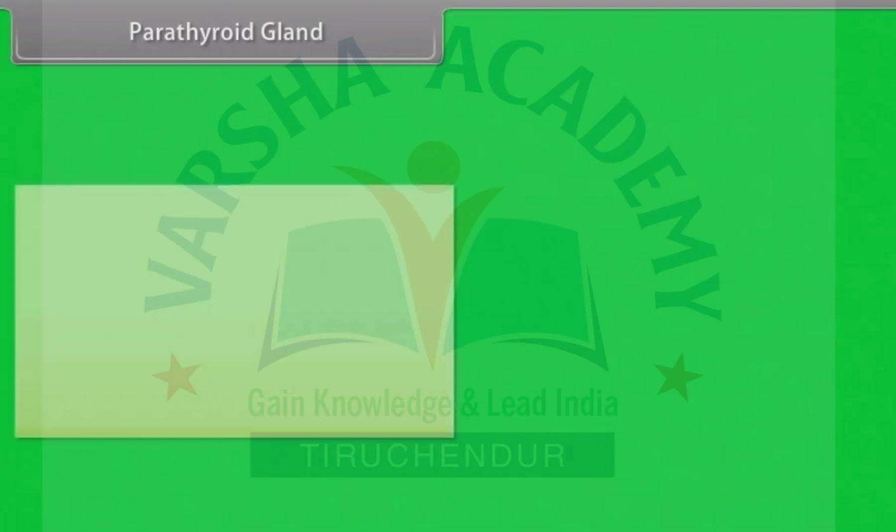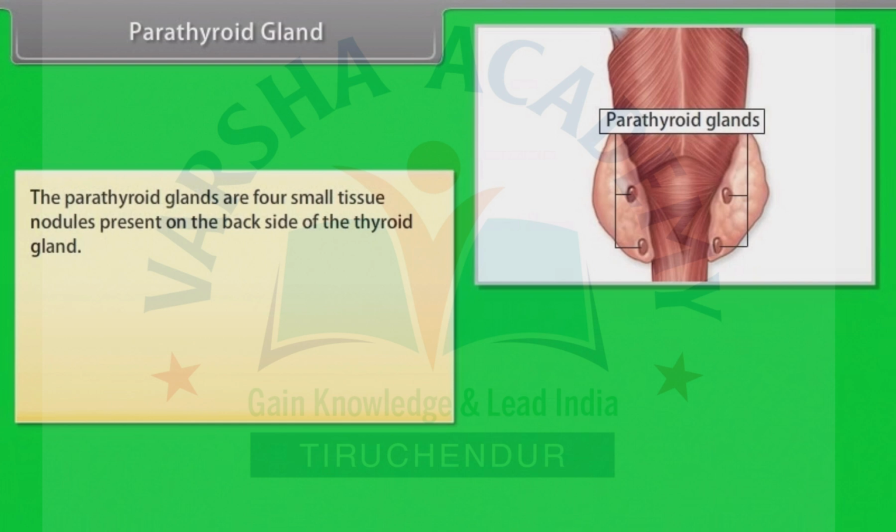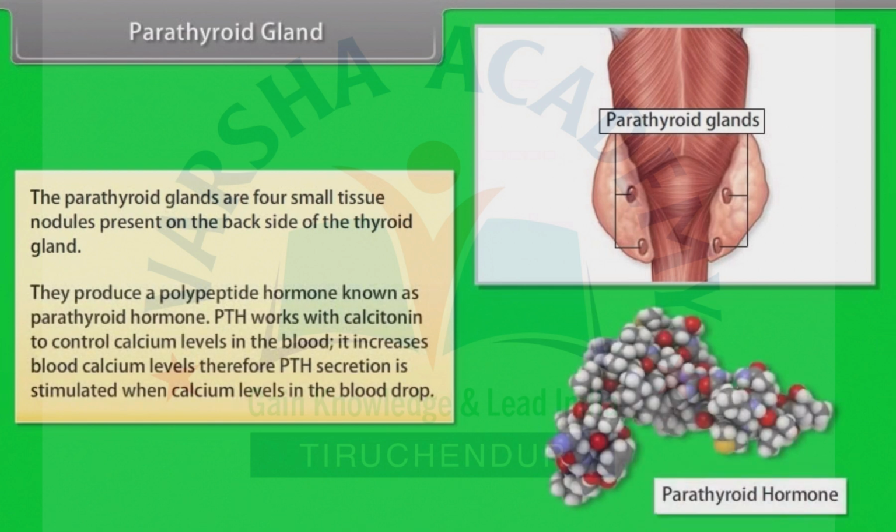Parathyroid gland. The parathyroid glands are 4 small tissue nodules present on the back side of the thyroid gland. They produce a polypeptide hormone known as parathyroid hormone. PTH works with calcitonin to control calcium levels in the blood. It increases blood calcium level. Therefore, PTH secretion is stimulated when calcium levels in the blood drop.